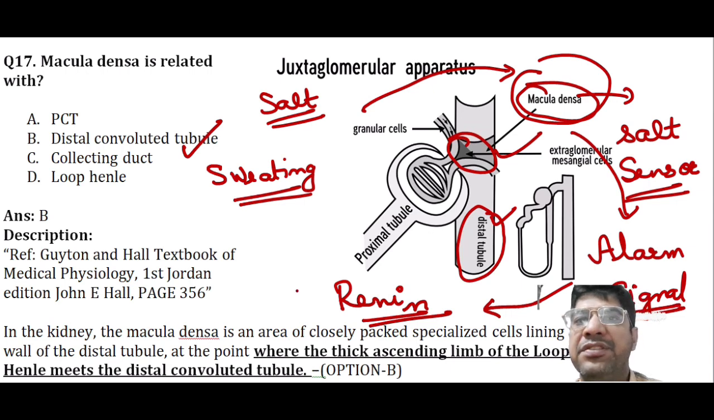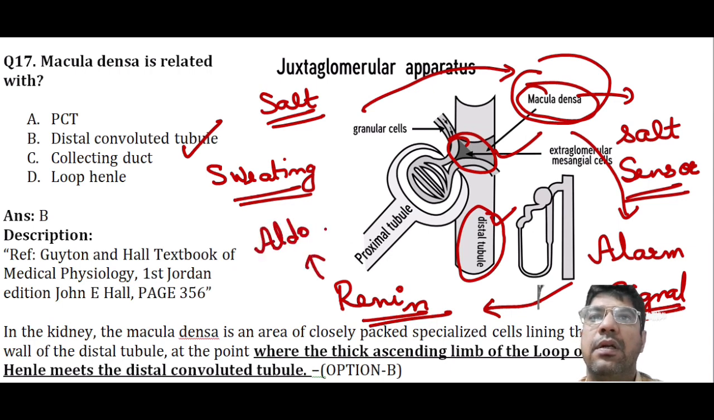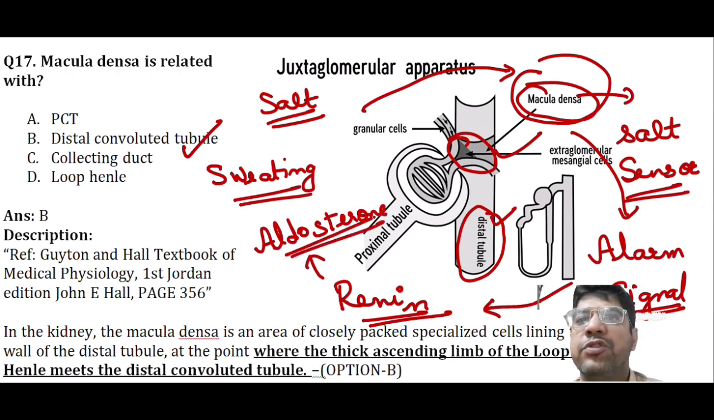It squeezes your blood vessels, that raises your blood pressure. It tells your adrenal gland to make a hormone that is known as aldosterone. So this aldosterone would hold more salt and water and also helps to get rid of extra potassium. So the macula densa is related to the distal convoluted tubule. That's your answer.